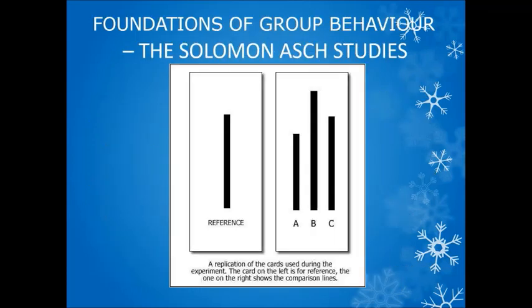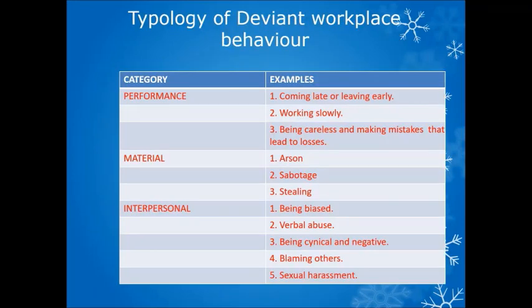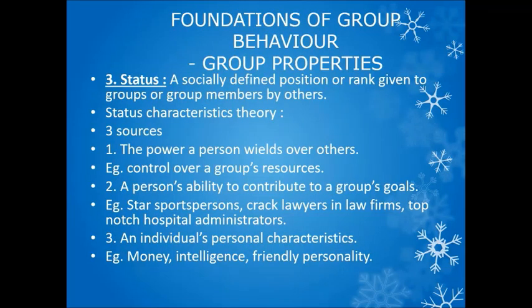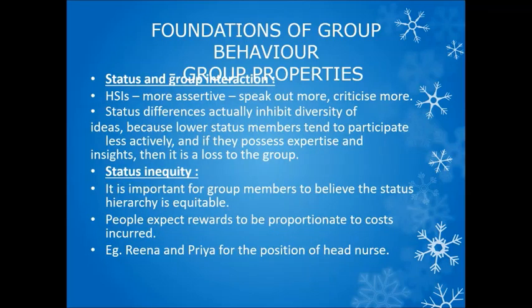Role perception is an individual's view of how to act in a given situation. Norms are acceptable standards of behavior within the group that are shared by the group members. Conformity is the adjustment of one's behavior to align with the norms of the group. Deviant workplace behavior is voluntary behavior that violates significant norms, such as coming late or leaving early.